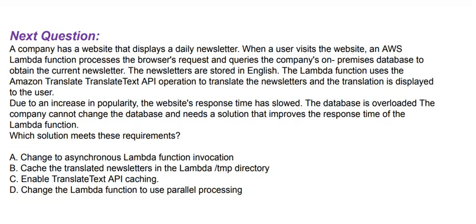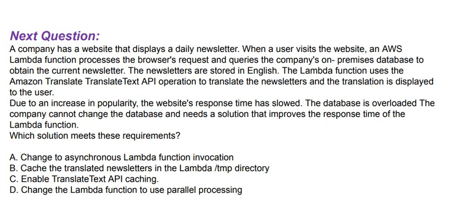Next question is, a company has a website that displays a daily newsletter. When a user visits the website, an AWS Lambda function processes the browser's request and queries the company's on-premises database to obtain the current newsletter. The newsletters are stored in English. The Lambda function uses the Amazon Translate TranslateText API operation to translate the newsletters, and the translation is displayed to the user.